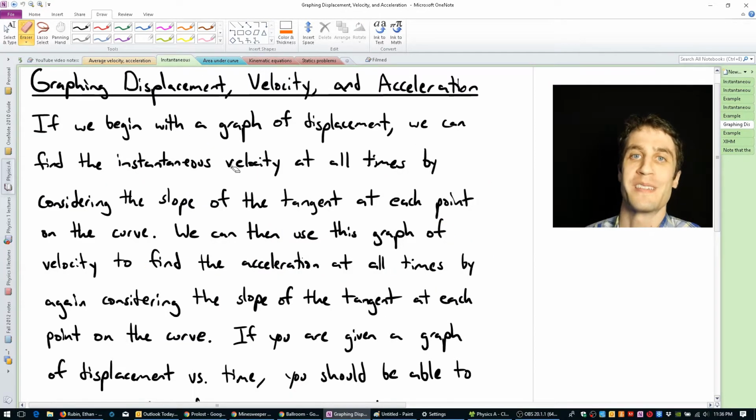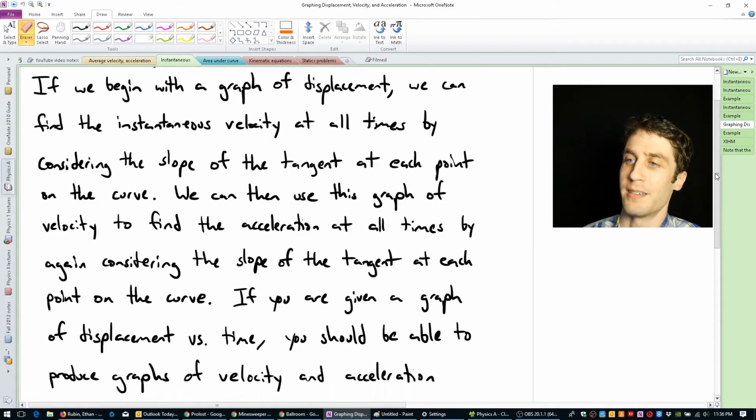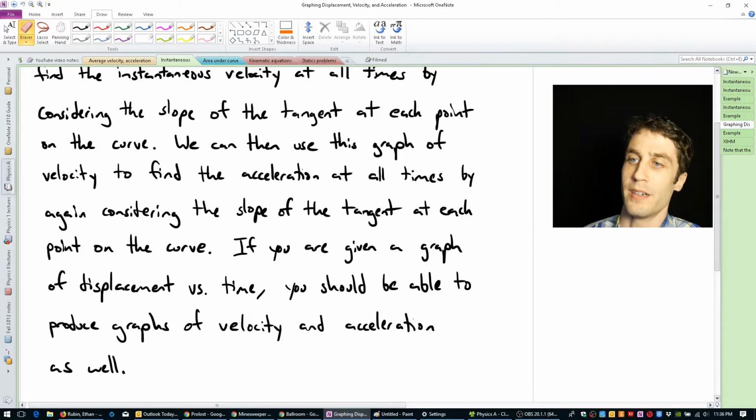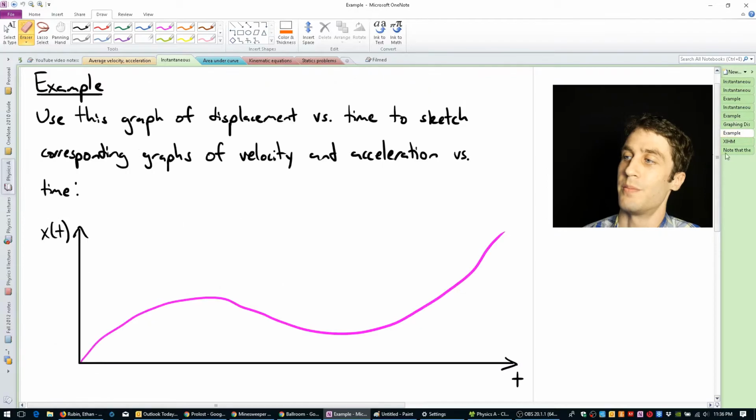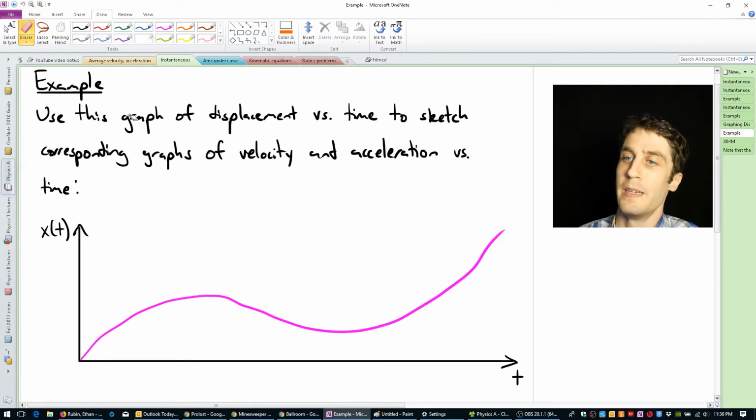Let's talk about putting this all together and graphing displacement, velocity, and acceleration. If we begin with the graph of displacement, we can find the instantaneous velocity at all times by considering the slope of the tangent at each point on the curve. And we can then use this graph of velocity to find the acceleration at all times by, again, considering the slope of the tangent at each point on the curve. If you're given a graph of displacement versus time, you should be able to produce graphs of velocity and acceleration as well. So I'll walk you through what that might look like.